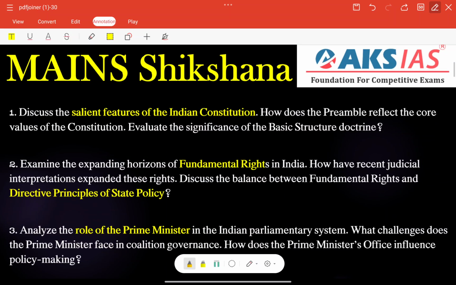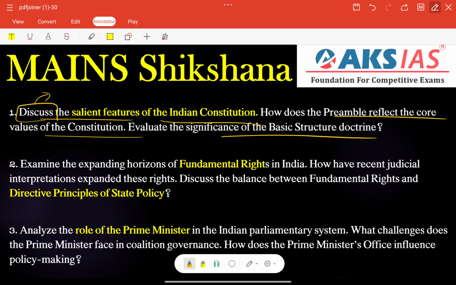Let's check today's 5 important questions. Basic structure: discuss the salient features of the Indian Constitution. How does the preamble reflect the core values of the Constitution? Evaluate the significance of the basic structure doctrine. Here, discuss is a very important question tag, right? We need to write positives and negatives here. Salient features of the Indian Constitution here, right?